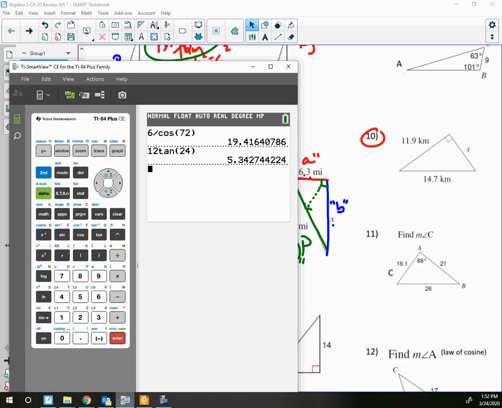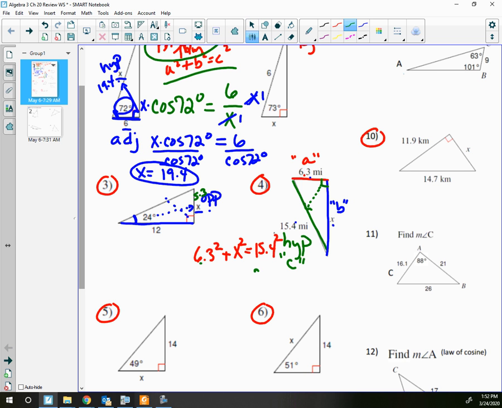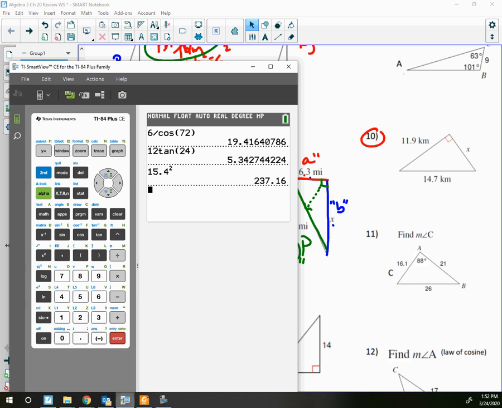So we'll do our arithmetic. So 15.4 squared is 237.16. Now 6.3 squared. Let's do that arithmetic. So 6.3 squared is 39.69.